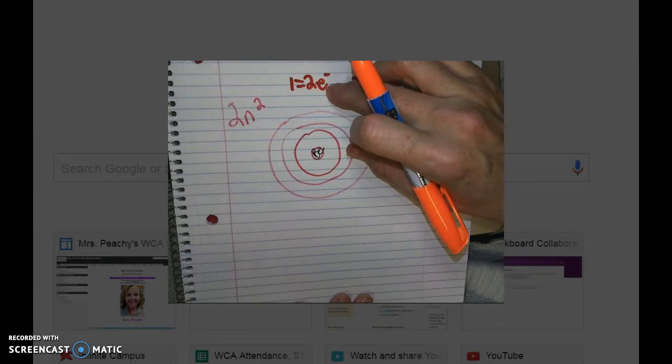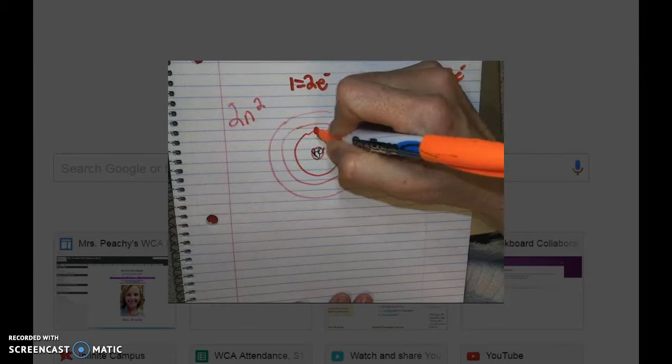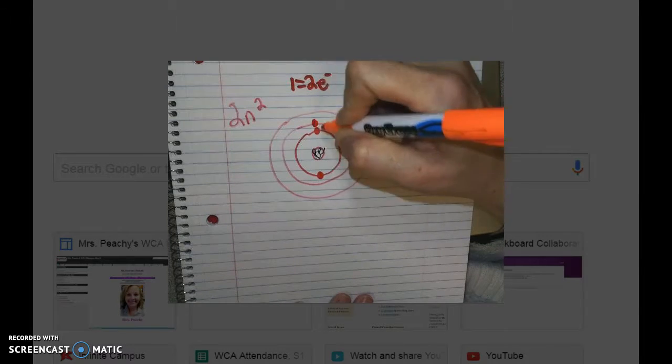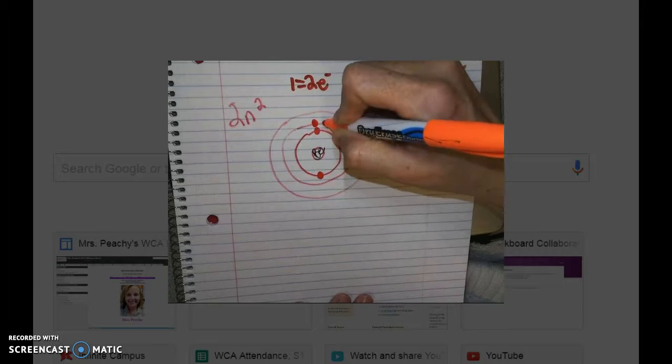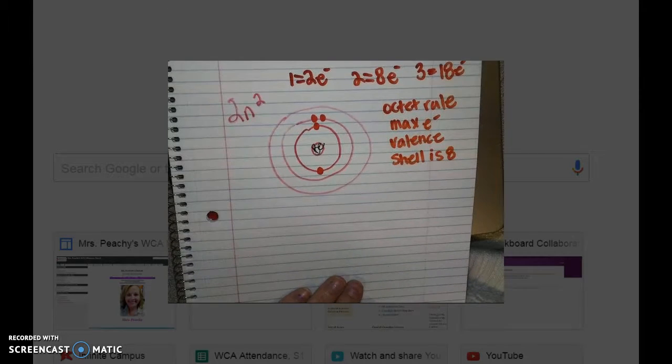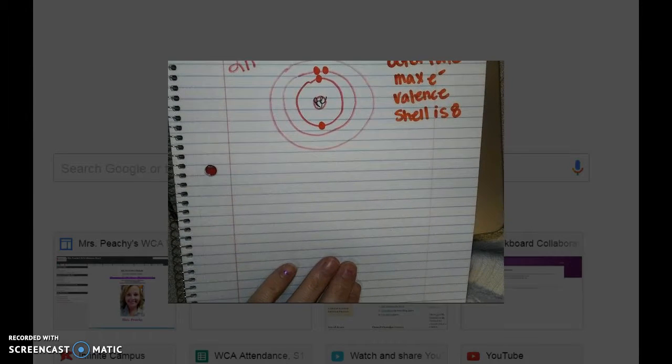The first shell only holds 2, so we can put in 2 electrons in that first shell. And since it has a total of 4, the second shell is going to contain those other 2. Okay? So this kind of gives us a picture, a shell diagram of beryllium. Okay, pretty easy, right? When you look at bigger elements, it becomes a little bit more complicated.